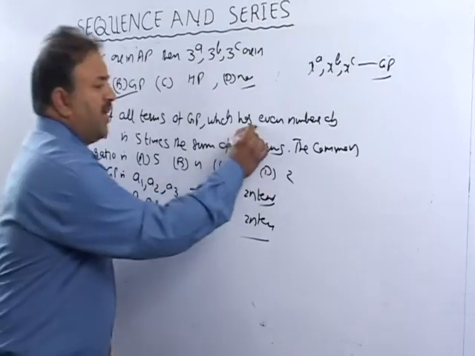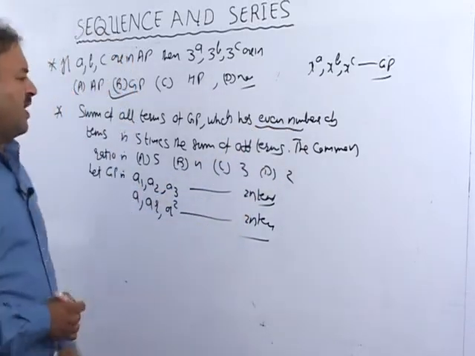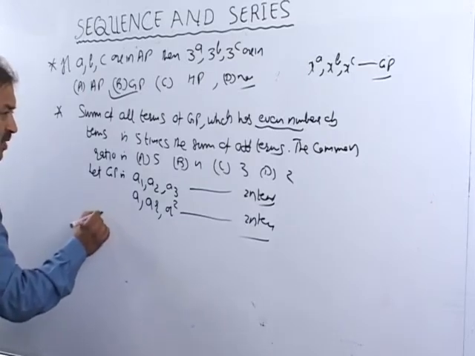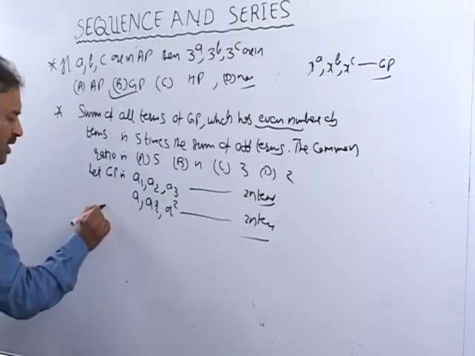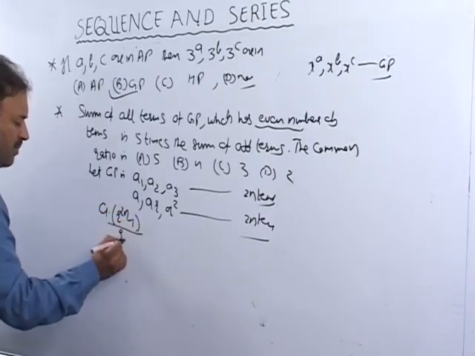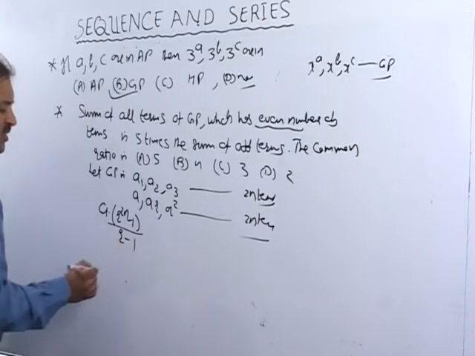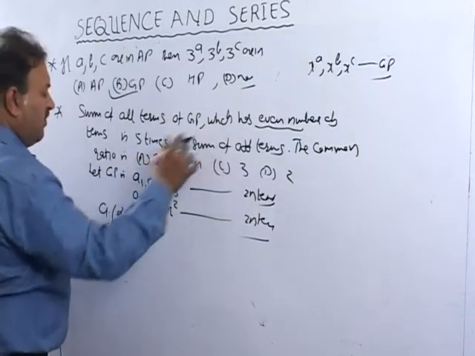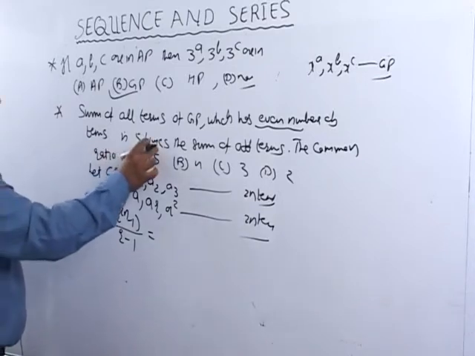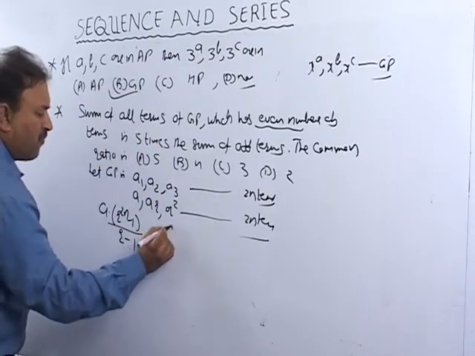Because we have to take an even number of terms, we have taken 2n. Now the total sum we have been given, what will its sum formula be? It is A into R to the power 2n minus 1 upon R minus 1. It is the sum of an even number of terms, right? This is equal to 5 times the sum of odd terms.